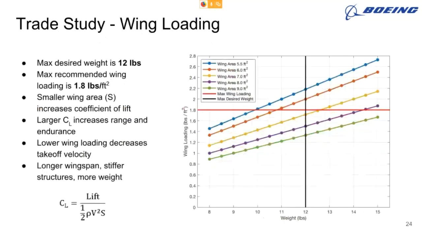Our second trade study was done on wing loading. We were trying to figure out the best wing area to design our UAS to. The higher the wing loading, the higher our takeoff velocity needed to be. So in order to get a compromise of a lower wing loading to be able to hand launch the aircraft, but also not to have to increase our CL, we had to find a mid-range, which ended up being between 6 feet to around 7 feet of wing area.